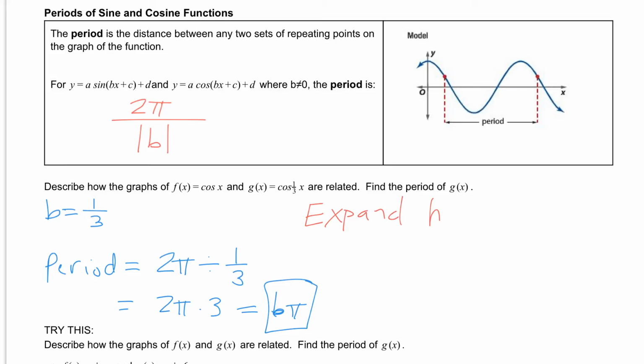horizontally. So the amplitude is expanding and compressing vertically. The period is going to expand and compress horizontally. So this is going to expand horizontally by a factor of 1/3.